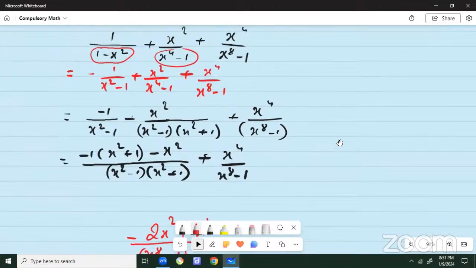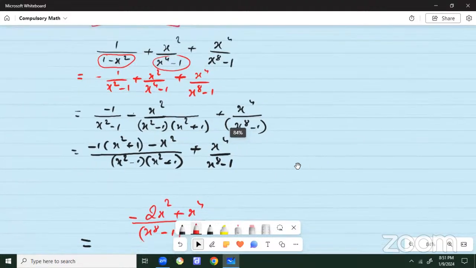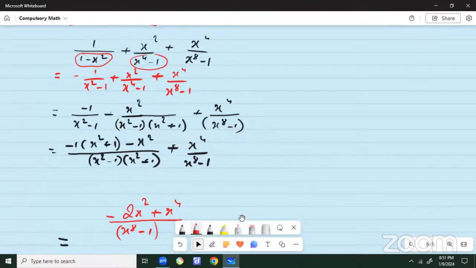Rupesh ji, what did you get? Okay, we will do this one till then. Let's wait for Rupesh and the other people to see what they got.